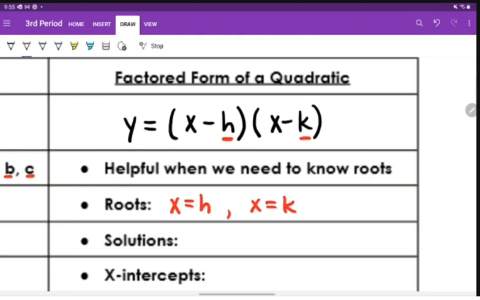Those are our roots. So when our function is written in factored form, it is so easy to pick out the roots. You just find this number here at the end, you change the sign from a negative to a positive or from a positive to a negative, and all of a sudden you have your roots. Now don't forget, roots and solutions are the same thing. They mean the same thing. So our solutions would be x equals h, x equals k.